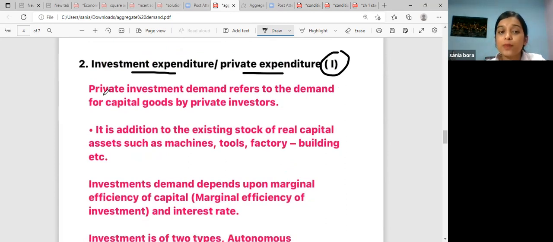Private investment demand refers to the demand for capital goods by private investors. They are demanding for investing. It is an addition to the existing stock of real capital assets. For example, you have one house and now you are purchasing one more house. This is investment, such as machines, tools, factories and all that. That comes under investment expenditure.